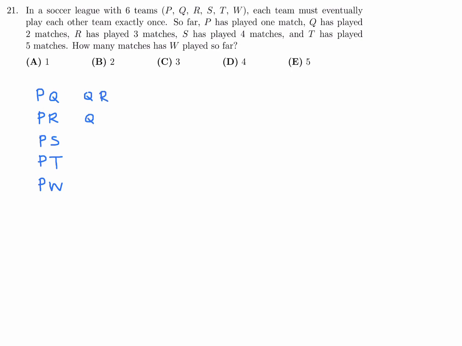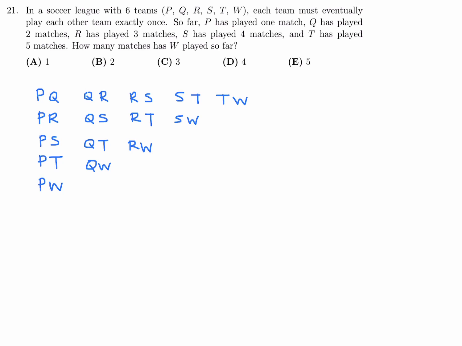QR, QS, QT, and QW. And in a very similar way for R, I have to write those matches. So R against P and Q have already been written, so I have to write RS, RT, and RW. And the next one is S, ST, and SW, and the final one that I haven't written so far is T against W. Okay, these are the matches. There's 15 of them. All right. So that is the first part of this question.